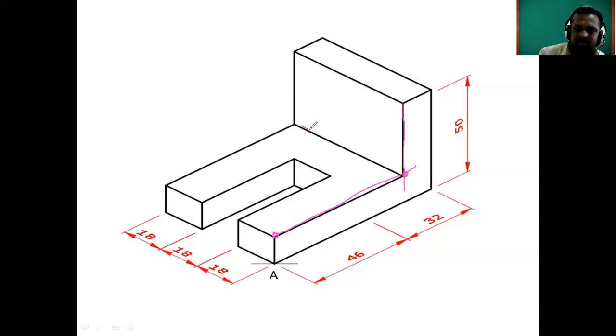Okay, and then we have to join this line. Okay, yes, please. It is correct. Yes, sir.